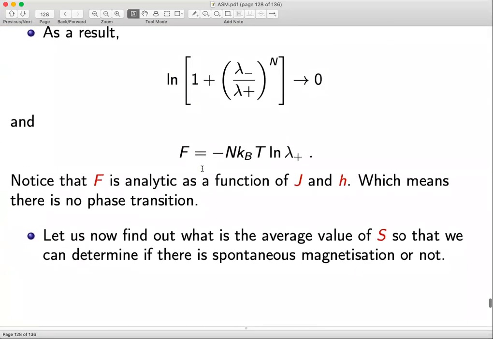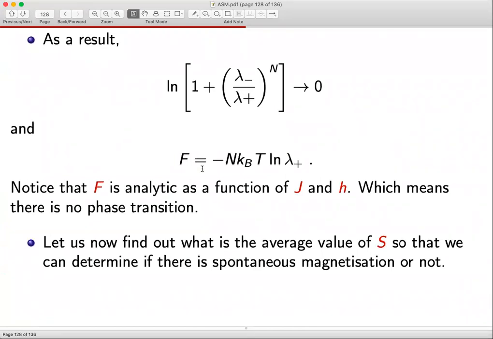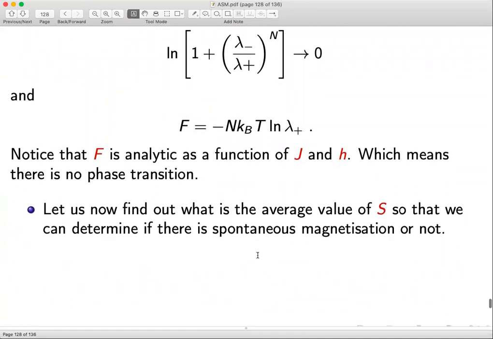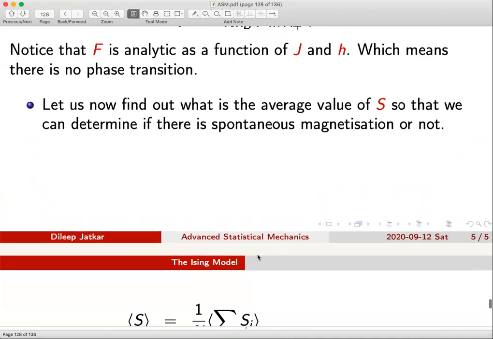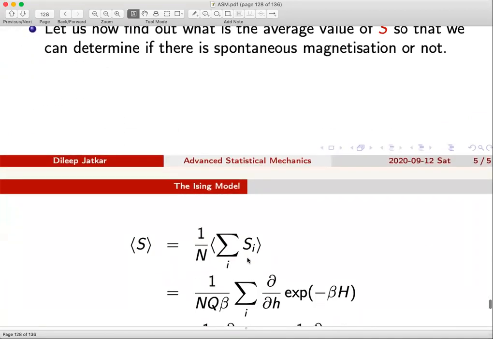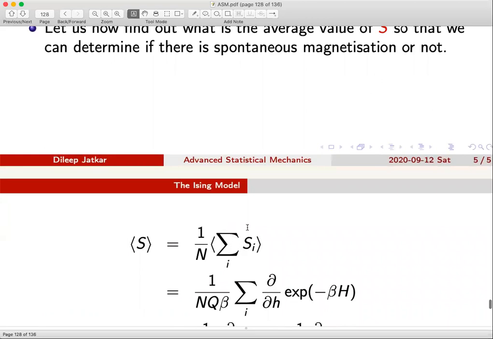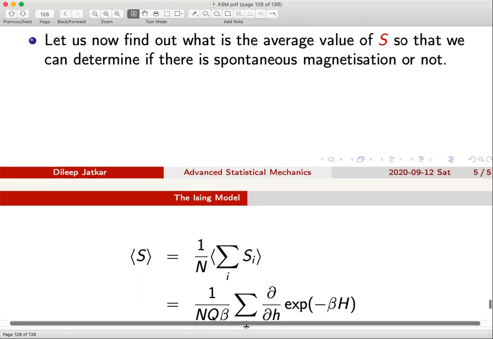So the next thing that we would want to do is to find out the average value of s, so that we can determine if there is a spontaneous magnetization or not. That is one of the things that we would like to do in the Ising model in general. So in the 1D Ising model, let's try to find out whether there is spontaneous magnetization or not. So s is of course the sum over all the spins at all sites, multiplied by 1 over n. This is a normalized quantity.